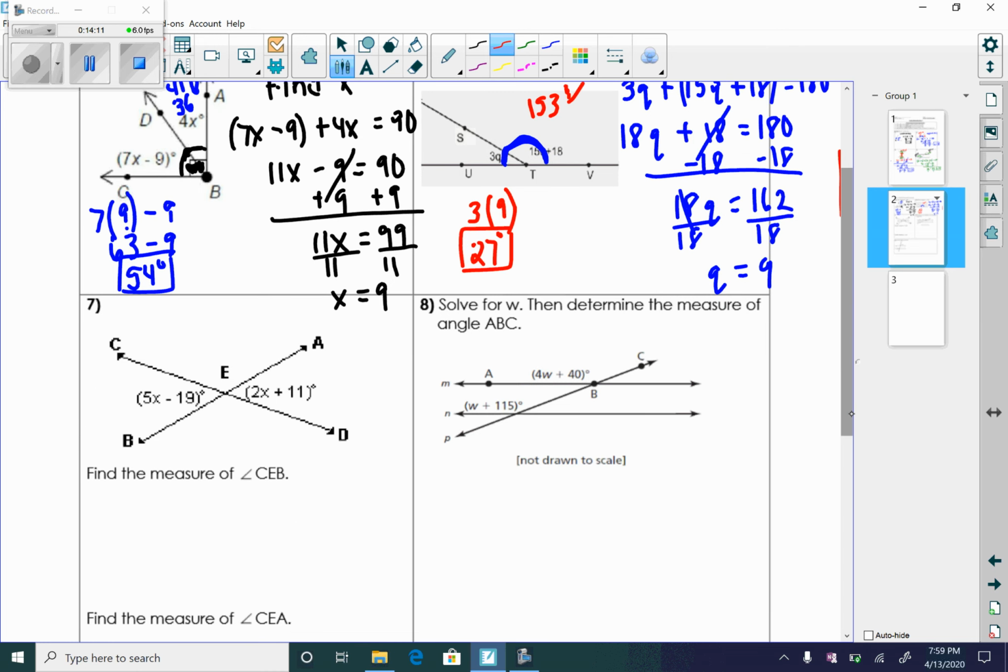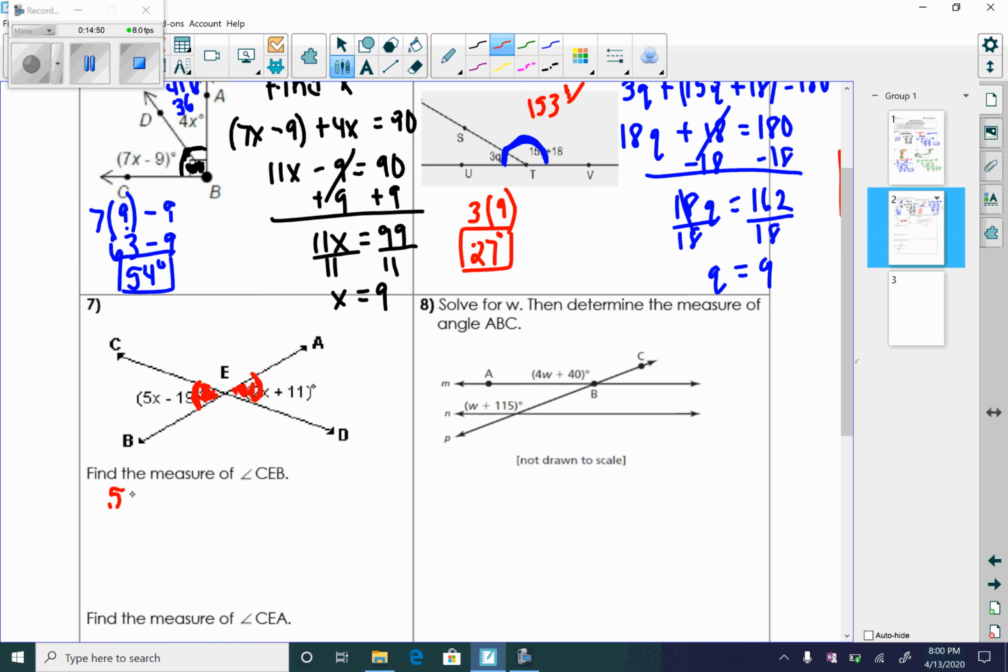Okay, let's take a look at number 7. We're looking for the measure of angle CEB. Okay, so CEB is this angle here. In order to find that angle, we need to find x, and so we need to use the other given angle in the diagram, which is this angle here that has the 2x plus 11. Hopefully you can see, here's that little bow tie again, or maybe you just see that the angles are opposite each other. They're vertical angles, they're equal.